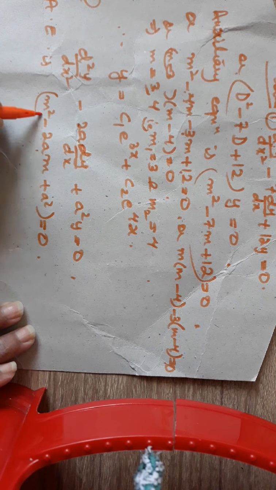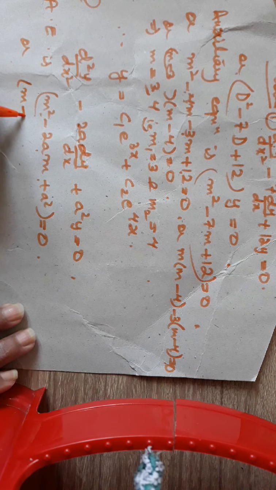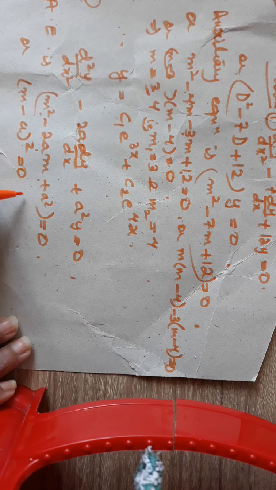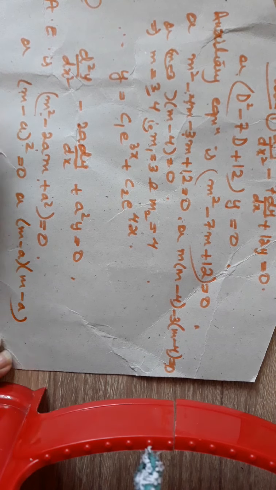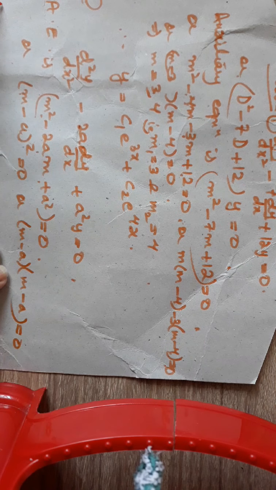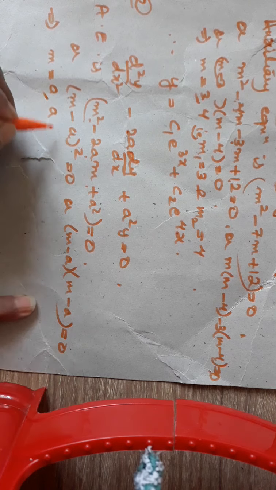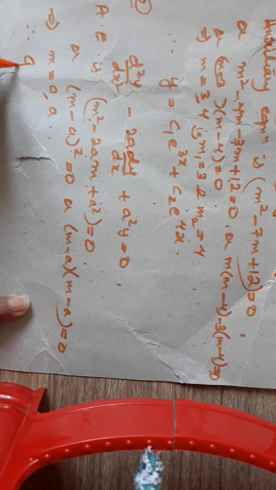This is of the form (a - b) whole square, so you can write it as (m - a)^2 = 0, or (m - a)(m - a). As you can see, the roots are real and equal: m1 = a, and m2 is also equal to a. So this implies that m = a, a. In this case the roots are real and equal.